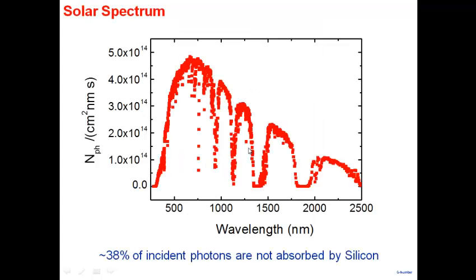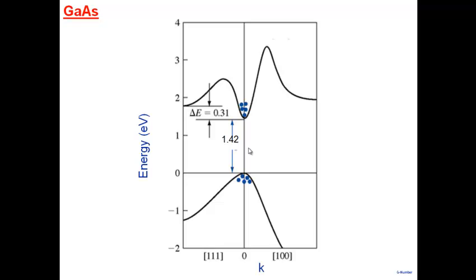All right, look at gallium arsenide in contrast. Gallium arsenide is a direct bandgap semiconductor. Its energy band diagram is shown here. This is the top of the valence band, and this is the bottom of the conduction band. You can see a direct band gap here with a gap of 1.42. Will gallium arsenide be a good semiconductor for solar cells? What are the good points and the bad points? What is a good point?